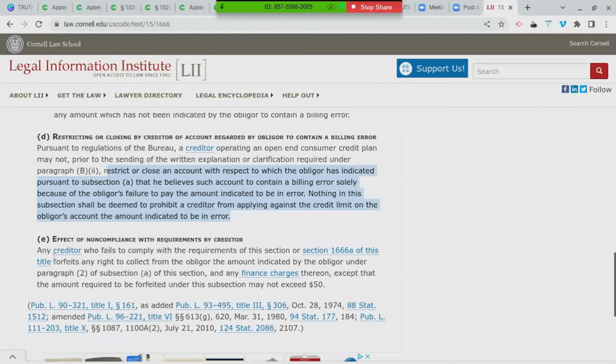Non-compliance. A creditor who fails to comply with the requirements of this section or section 1666A of this title forfeits any right to collect from the obligor the amount indicated by the obligor under paragraph 2 of this subsection, and any finance charges thereon, except that the amount required to be forfeited under this subsection may not exceed $50, right? So if they don't comply with the requirements, then they forfeit their right to even collect anything from you in the first place.